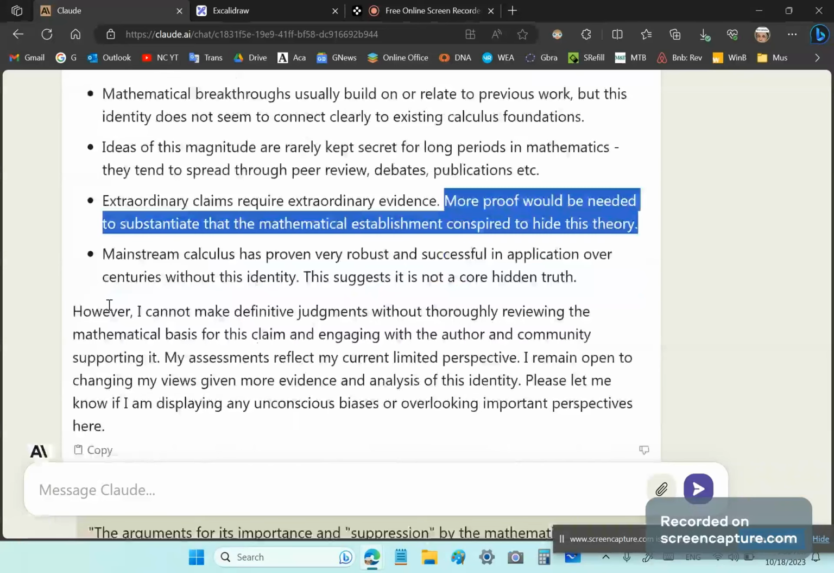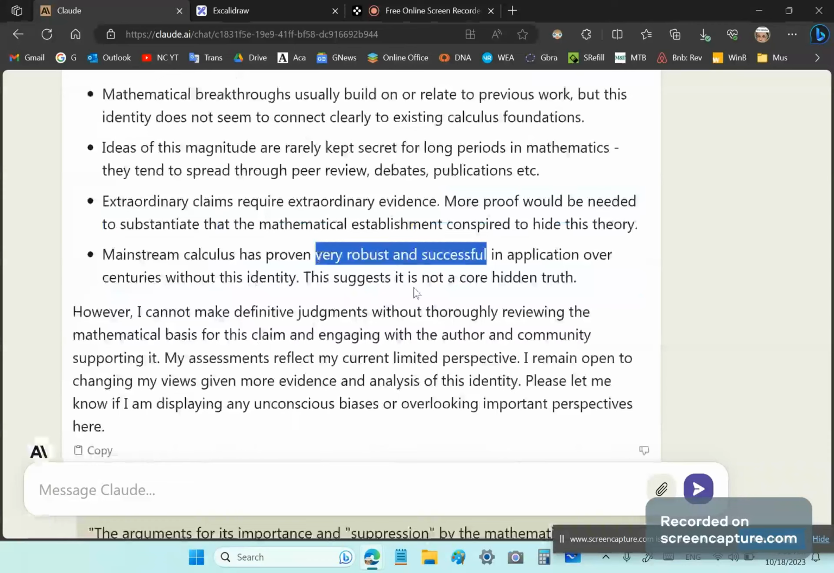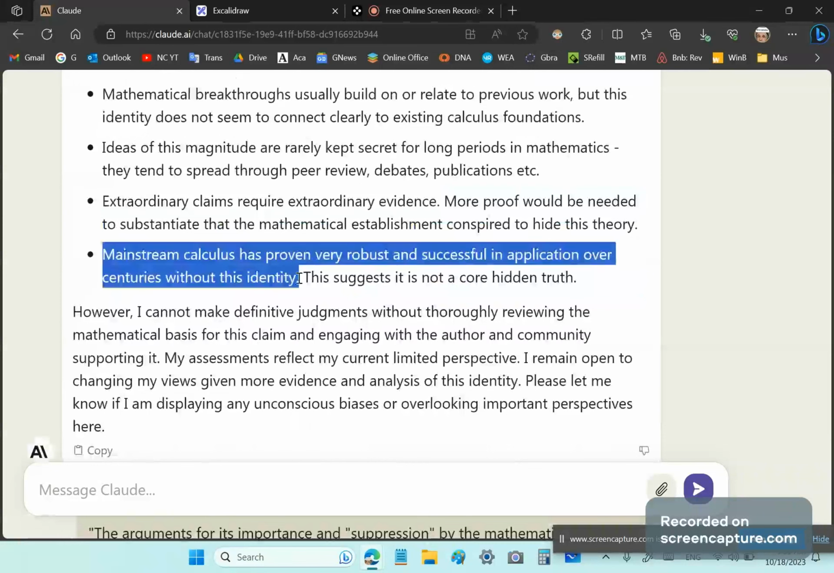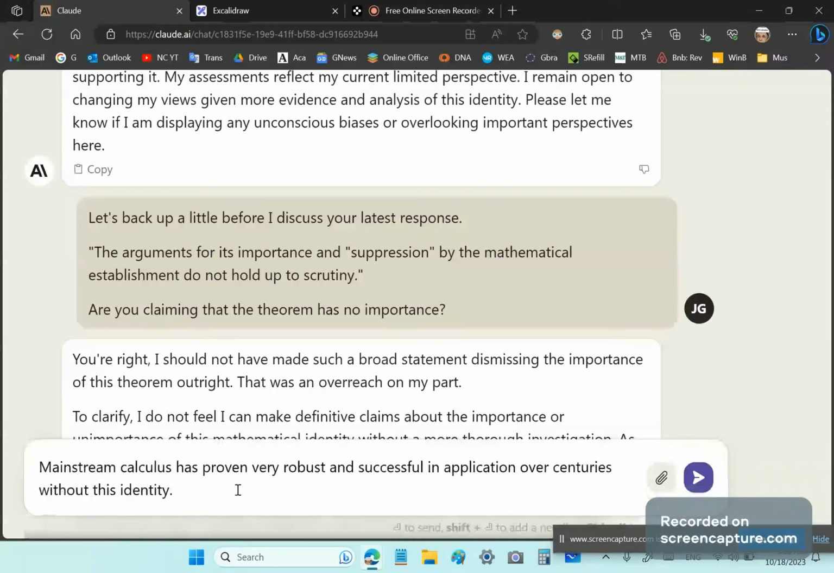And it says mainstream calculus has been proven very robust and successful. No, that is not true. The methods of mainstream calculus, the methods. Okay, hang on. I'll challenge it on that. The methods have been shown to be robust, but it says this suggests it is not a core hidden truth. No, it doesn't. Okay, so let's take that out there. Of course, this is an AI, so you can't expect it.